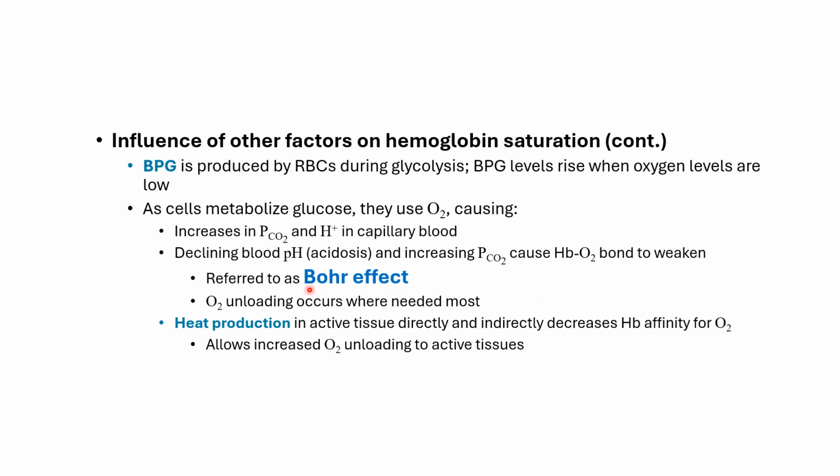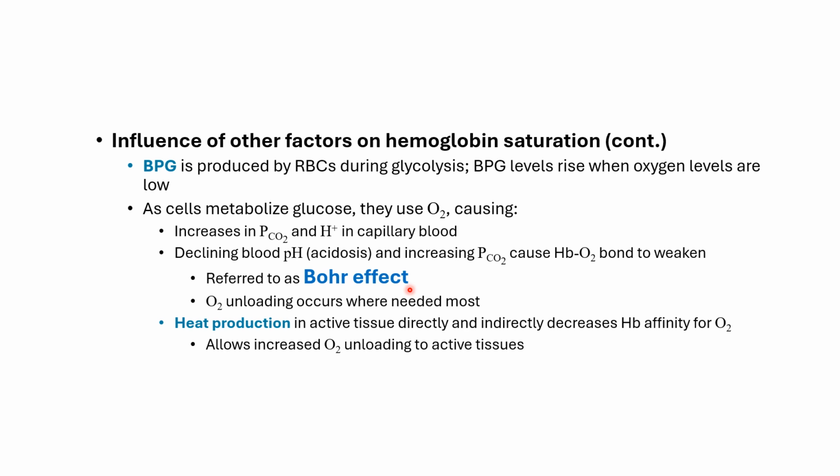There is a mechanism which is known as Bohr effect. What is Bohr effect? Bohr effect is that when partial pressure of carbon dioxide increases, it causes unloading of the oxygen from the hemoglobin. This phenomenon is known as Bohr effect. Like I said before, increasing the partial pressure of oxygen increases the affinity of hemoglobin for oxygen. So the opposite is similar: when the partial pressure of carbon dioxide is increased, it causes the hemoglobin to unload the oxygen. This is known as Bohr effect.